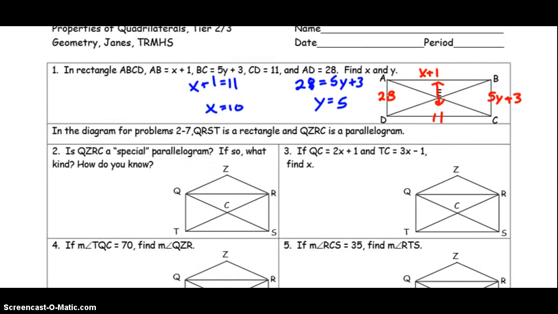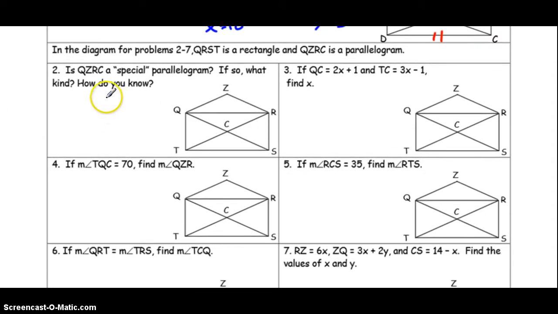On to question 2. Number 2, is QZRC a special parallelogram? If so, what kind? How do you know? Well, if we look at this parallelogram here, I will outline in blue, QZRC. What do we know about it? Well, there's nothing really marked here, so what might be useful is to write down what we do know. And we do know that this shape right here, this QTSR, is a rectangle. What do we know about rectangles? Well, we know a few things.